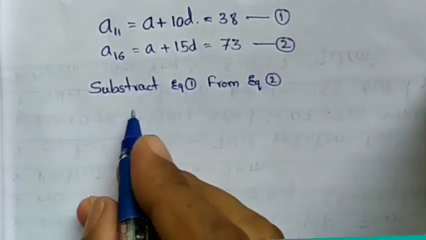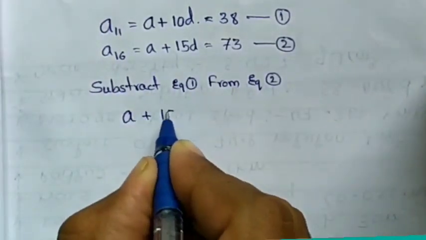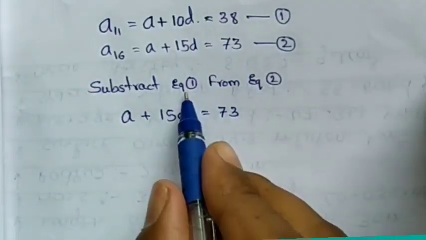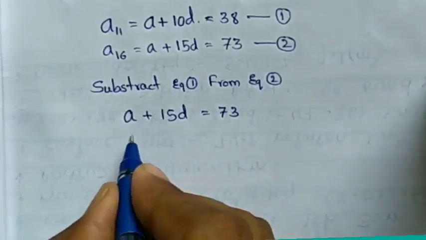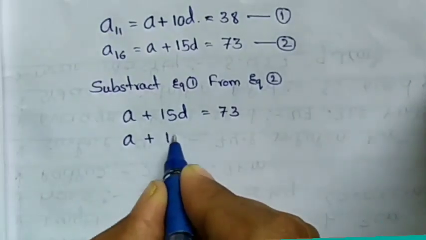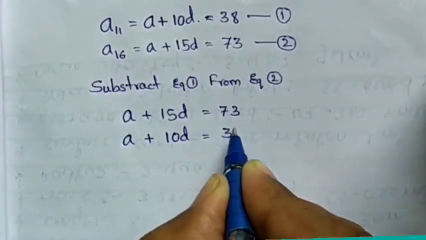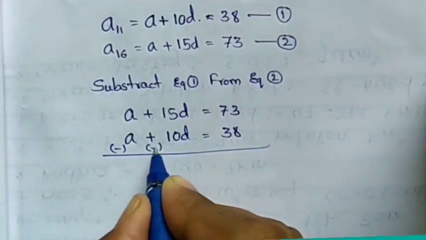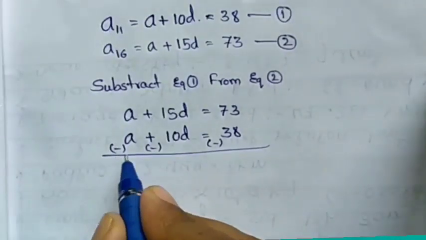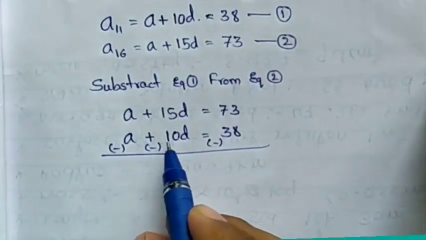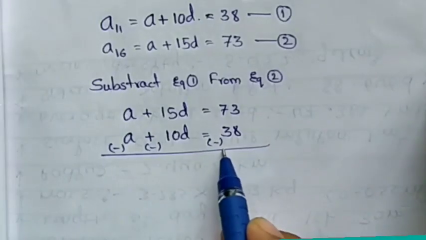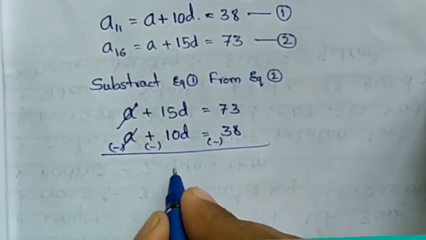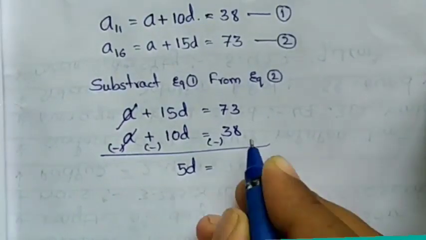Now what is equation 2? First you have to write a plus 15d equal to 73. From that we have to subtract equation number 1, a plus 10d equal to 38. Since it is subtraction, the signs change: plus becomes minus. So a minus a gets cancelled. 15 minus 10, here we will get 5d. Here 73 minus 38.